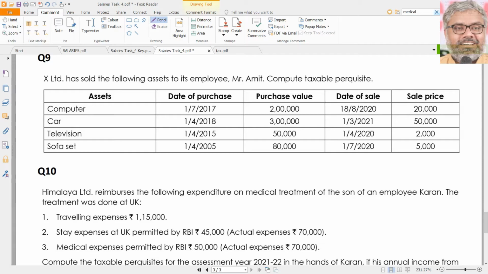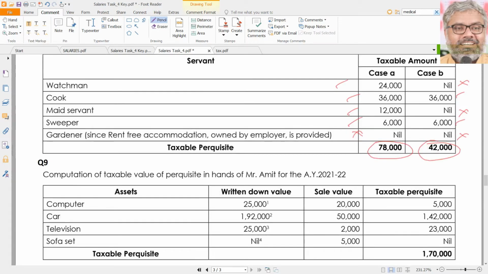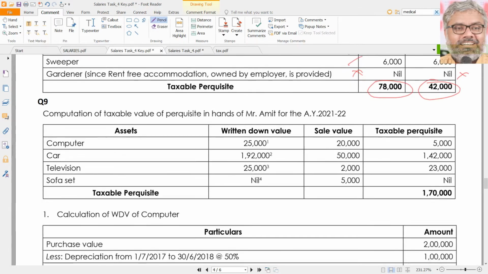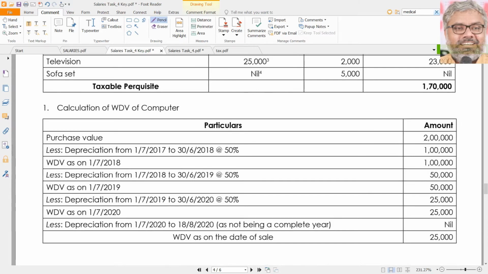What is the depreciation rate used by the employer for his books of accounts? We don't care. Whatever the depreciation rate specified by law, that too for this purpose only, has to be taken into consideration. So computer is there separately, car, television and sofa set are there. Looking at each of them one by one, what is the WDV of the computer according to the Income Tax Act?